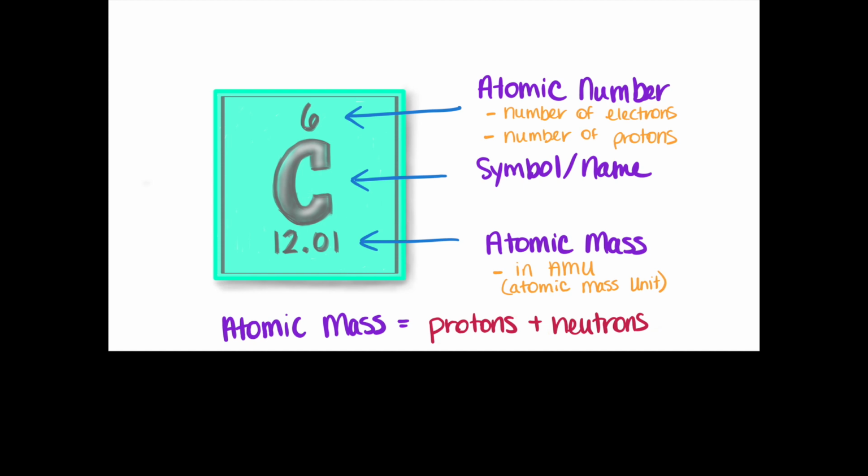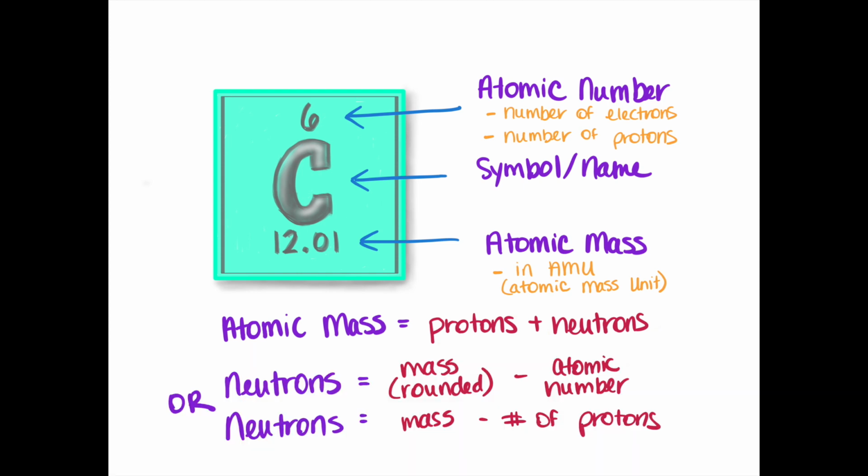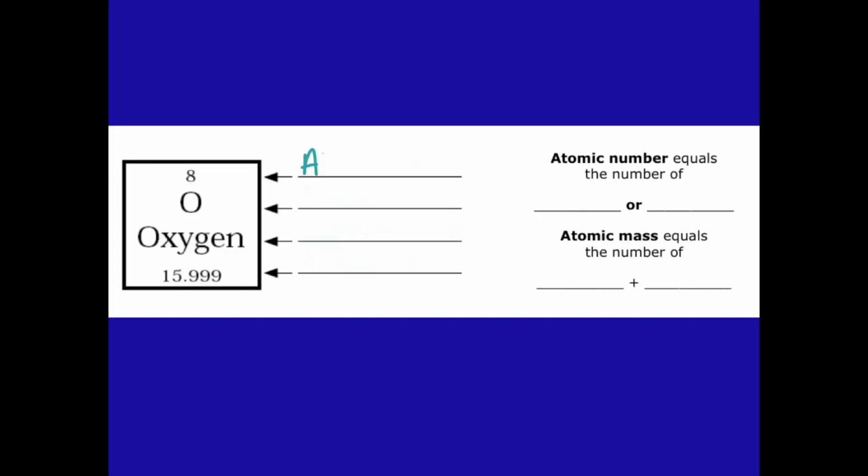The atomic mass is written in atomic mass units. It consists of the number of protons plus the number of neutrons. To calculate the number of neutrons, you round the mass and subtract the atomic number, which would also be the same thing as rounding the mass and subtracting the number of protons. Fill in the following information on your atomic math page.